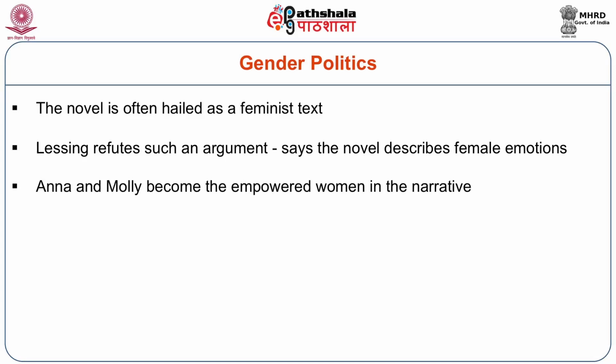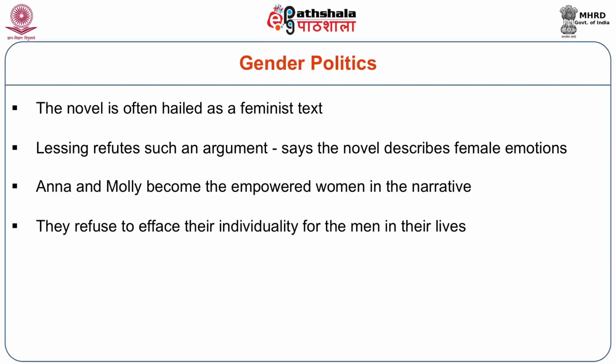Now, Anna, in the course of this narrative, is able to write herself. It's in this sense that Anna and Molly, in a way, complete each other and then become empowered women in the narrative. So it's in this fashion that we can say that Anna and of course Molly refuse to efface their identity or their individuality for others, particularly men who have crossed their lives.